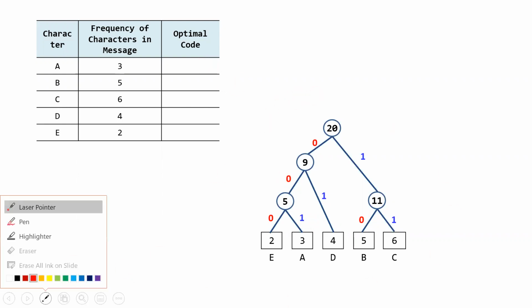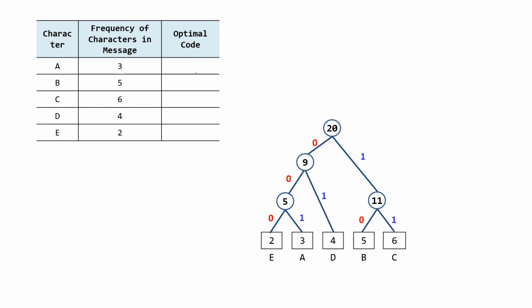Now, what will be the optimal code for A? You travel like this. Now you travel from the root node to your character A to find the optimal code. That will be a 0, and a 1. Follow the path from the root node to the character A, and you try to take those weights along the path.